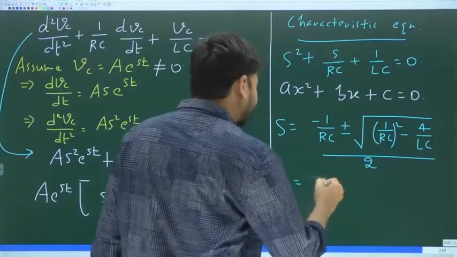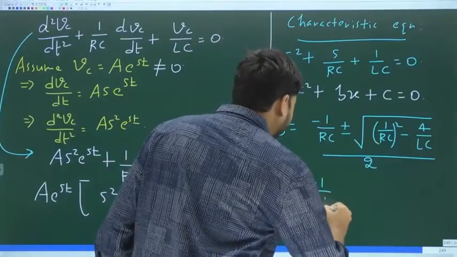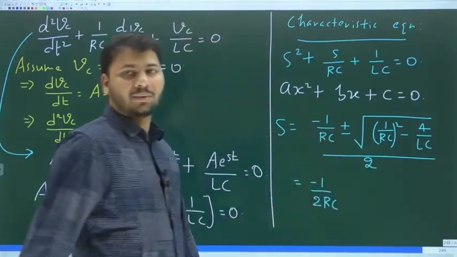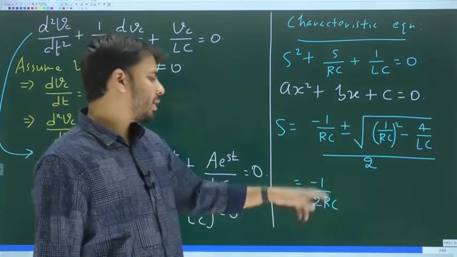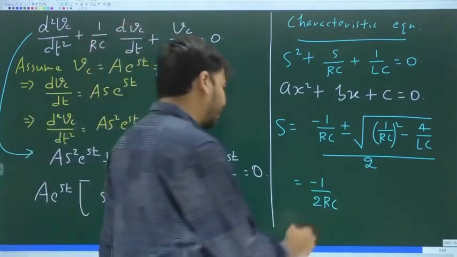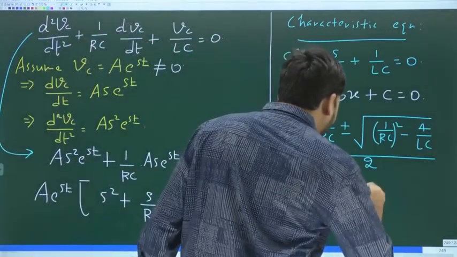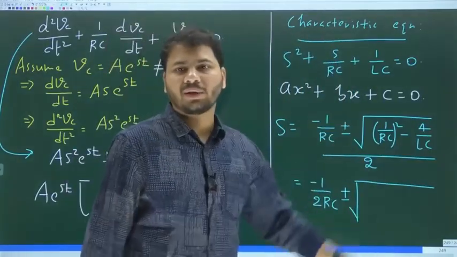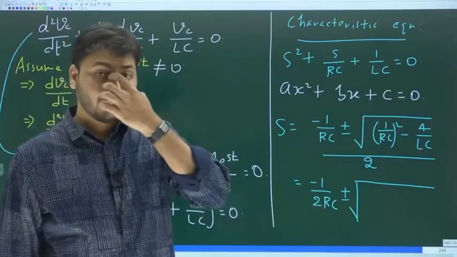Now this can be written as minus 1 by 2RC, because this 2 will divide the minus 1 by RC term. It will become minus 1 by 2RC, and then plus or minus, you see, 1 by 2, if it goes inside the root, will it not become 1 by 4? Yes or no?